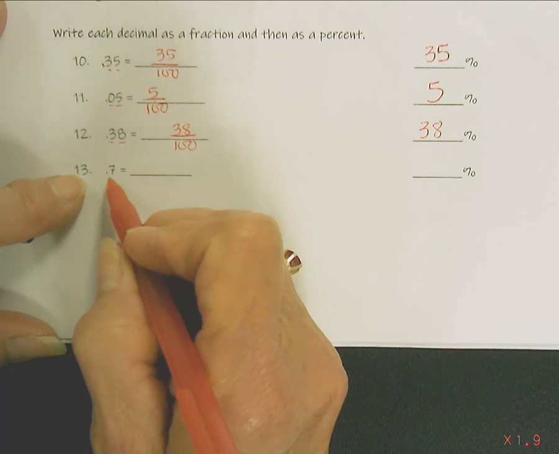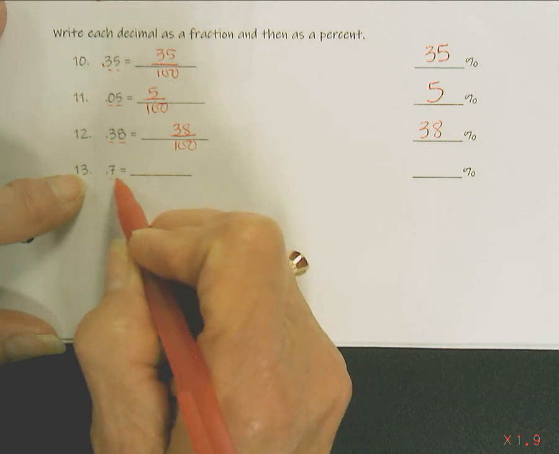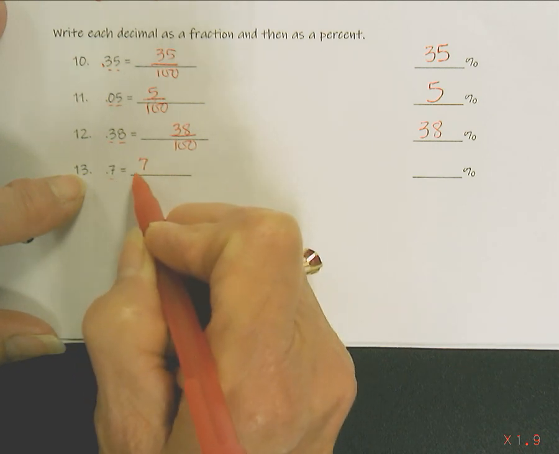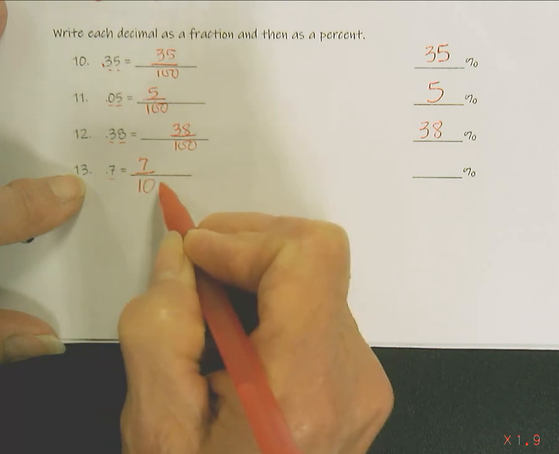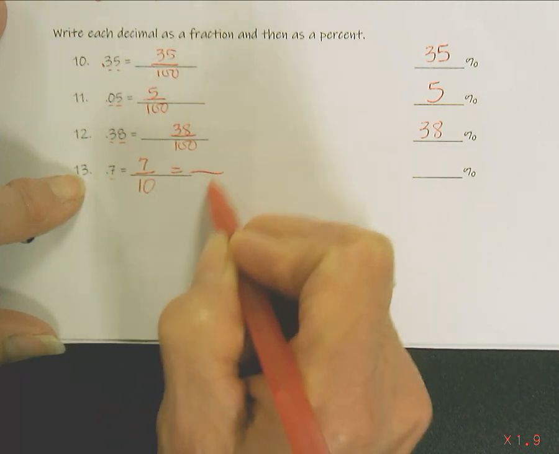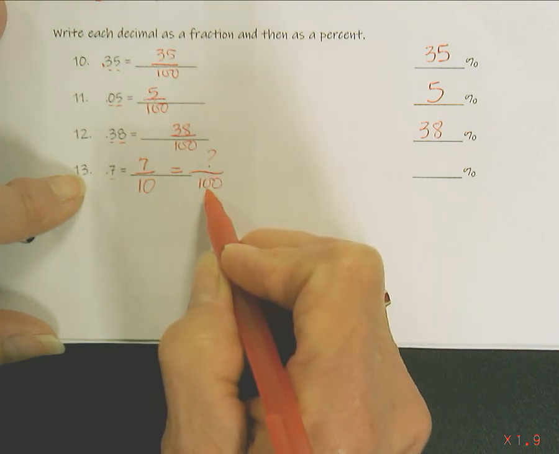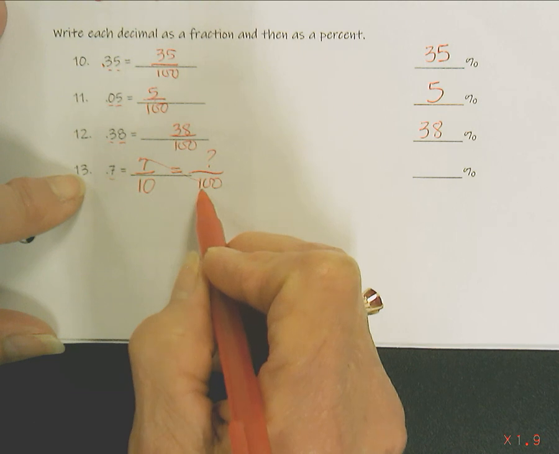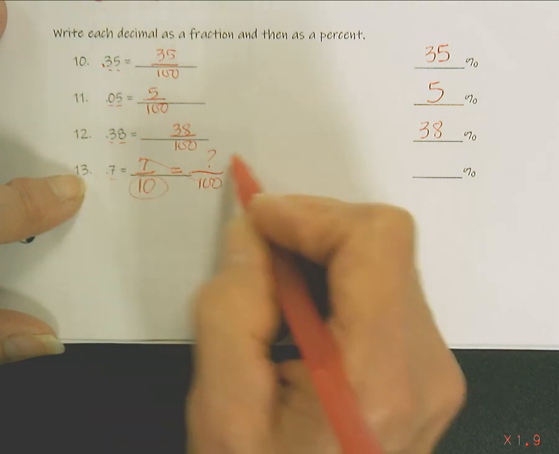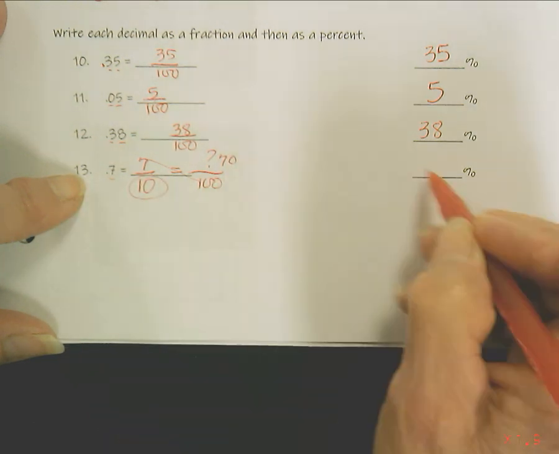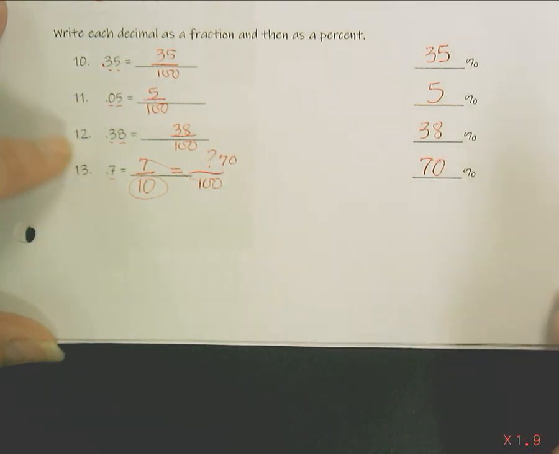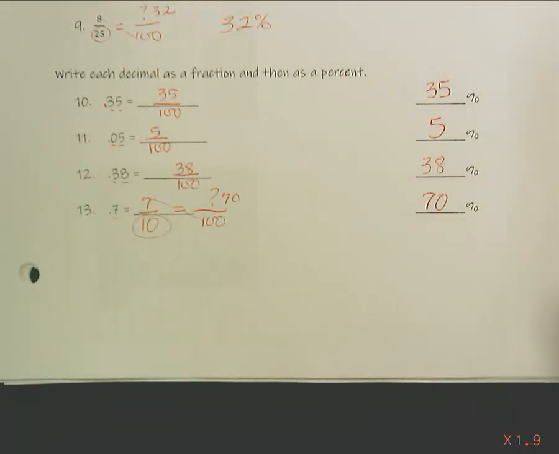But then we come to number 13 that only goes 1 place after the decimal. So that's 7/10. We're going to have to change this one and figure out how many parts we would have out of 100. 7 times 100 is 700. Divide that by 10 and we get 70. So this is 70%.